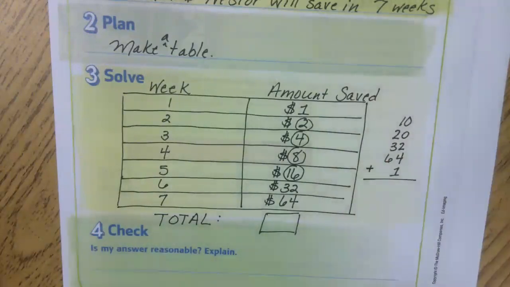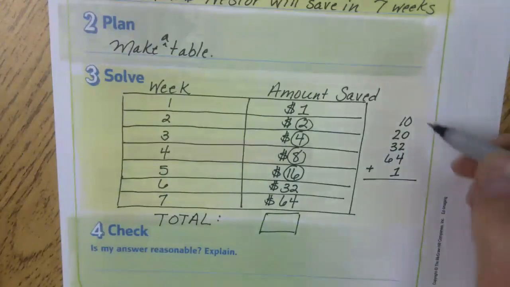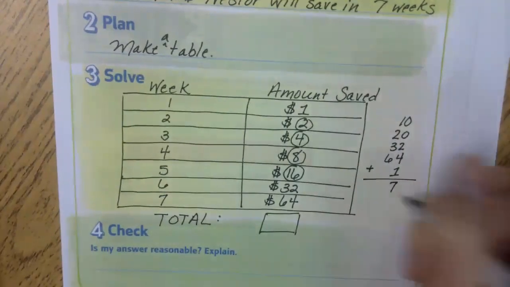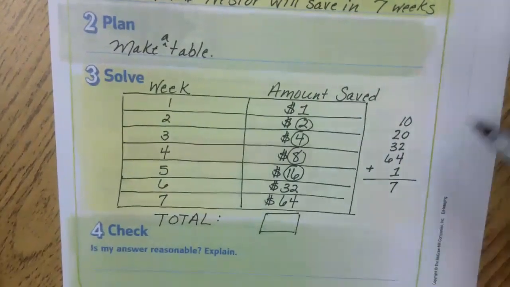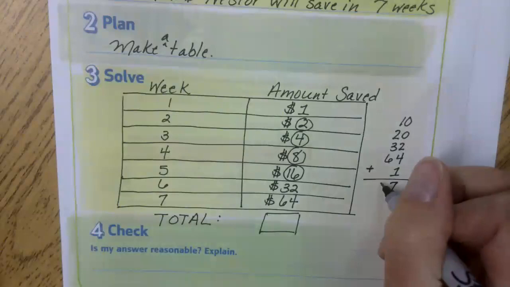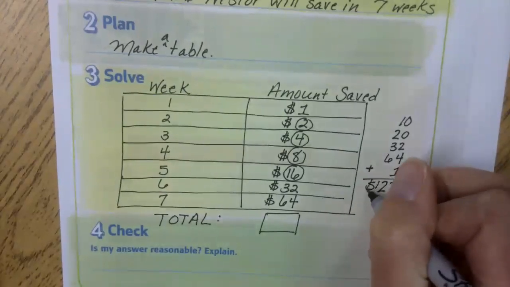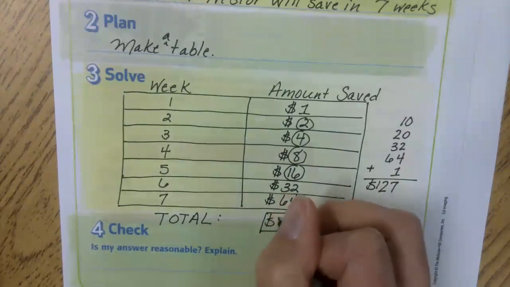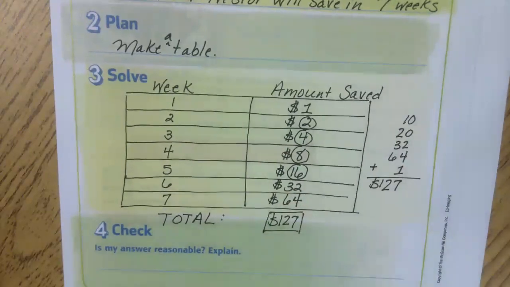So if we add all of that money up, you can just do your work off to the side. You add your 1s first to get 7. You add your 10s second to get, let's see, 6, 9, 11, 12. So he has $127. So that would be the total of all the weeks that Nestor has saved. Okay, so just because we completed our chart, that doesn't necessarily mean that we're done. We have to go back up. We have to look at our question and make sure that we have answered our question.